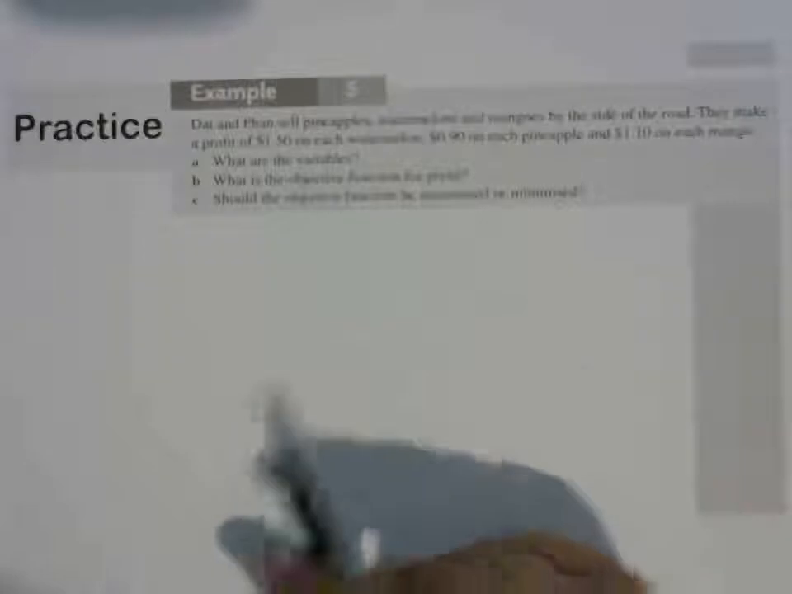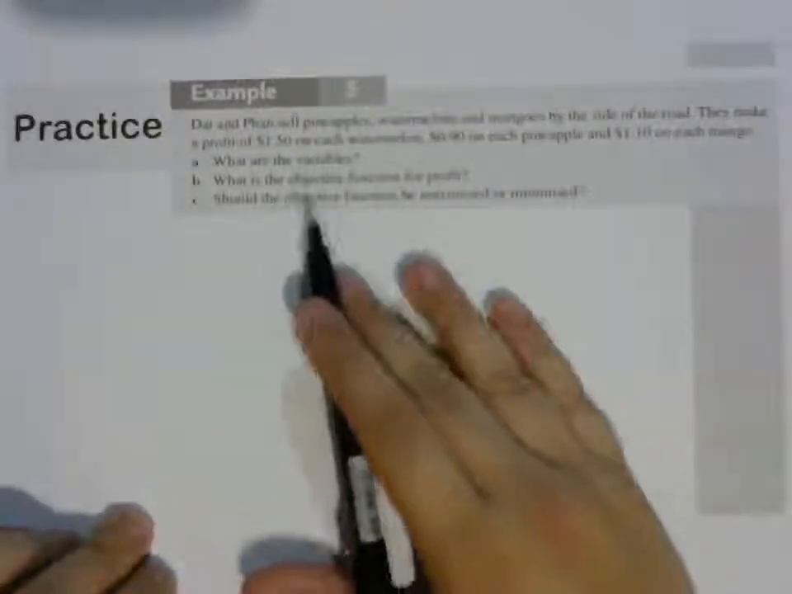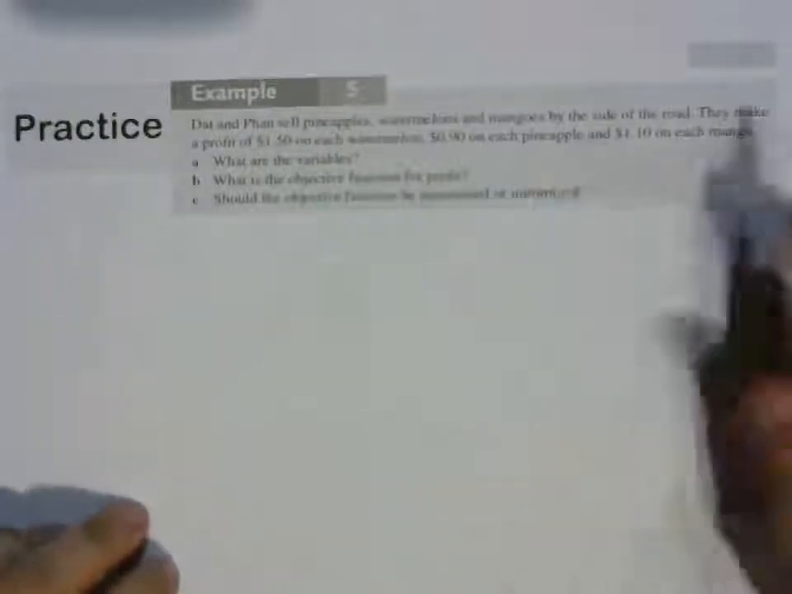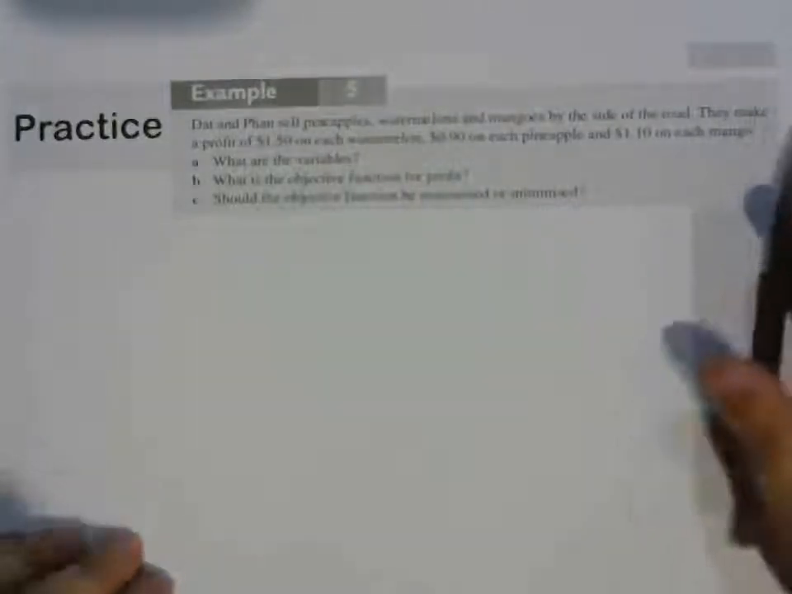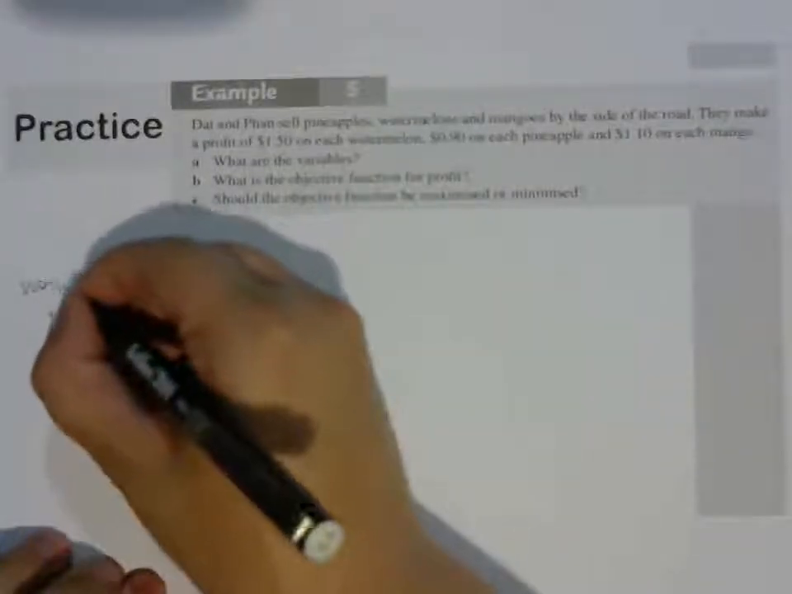I'll quickly show you another one. Dat and Fan sell pineapples, watermelons, and mangoes by the side of the road. They make a profit of $1.50 on each watermelon, 90 cents on each pineapple, and $1.10 on each mango. Same process. Variables and parameters.